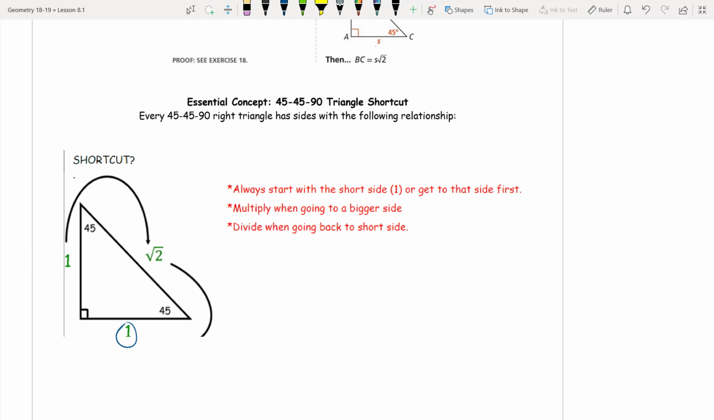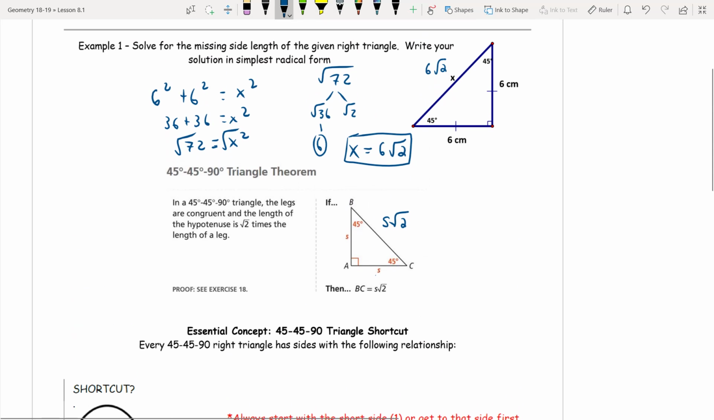So our shortcut listed here is when you start with the short side, all you have to do to get the hypotenuse is multiply by radical 2. Our goal in all of these is to start with the short side, or get that side first. If we're going to a bigger side, if we need to go to the hypotenuse, we're going to multiply. If we're going back to the short side, we're going to have to divide. So let's take a look at a couple examples here.